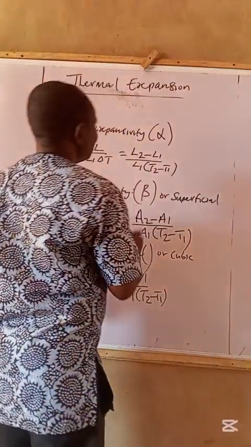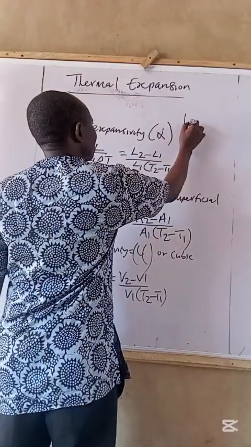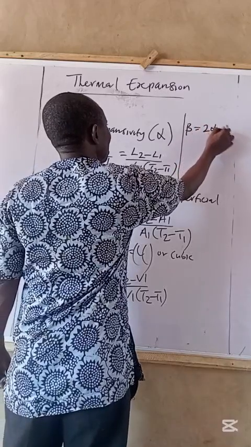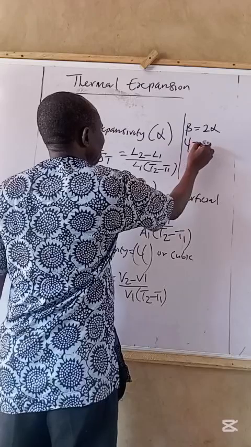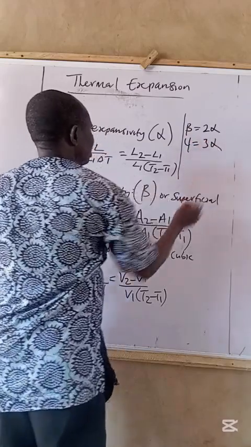And the relationship is that the area expansivity, which is beta, is equal to 2 times the linear expansivity, while gamma, that is volume expansivity, is 3 times the linear expansivity.